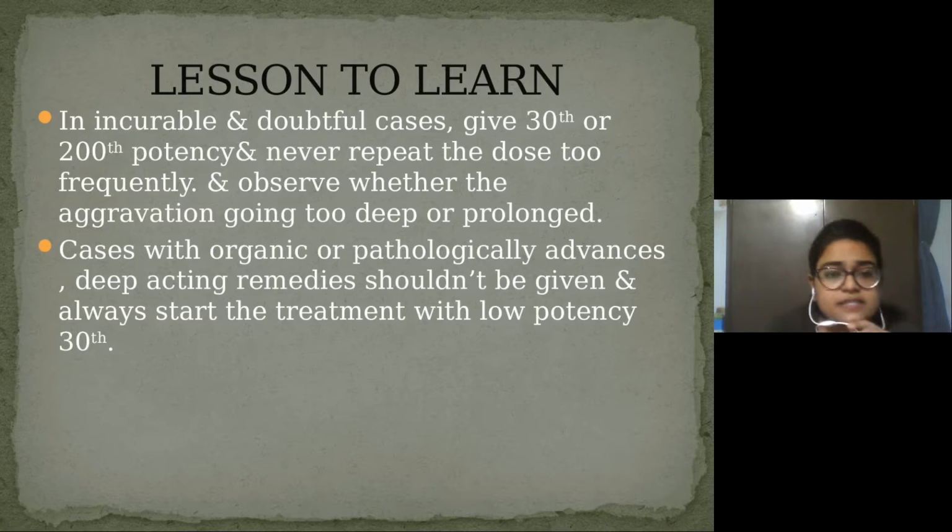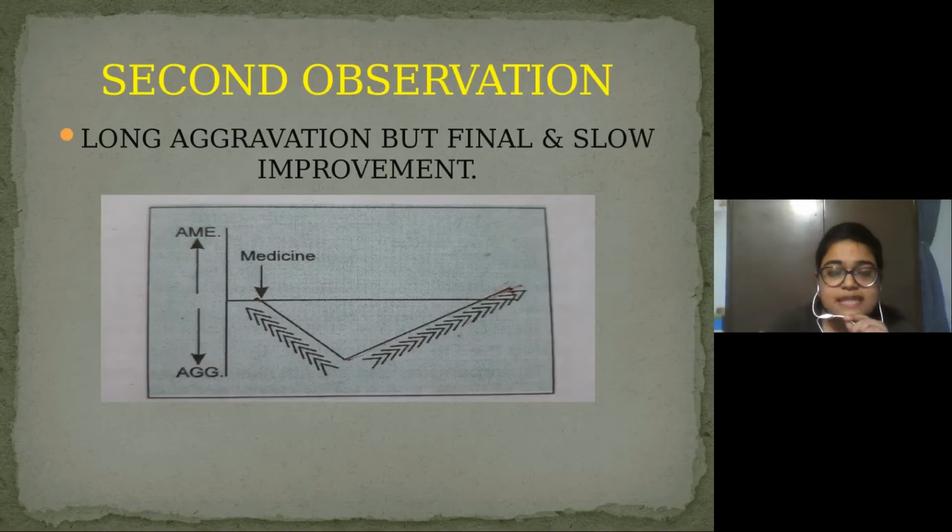In cases with organic or pathological advances, deep acting remedies should not be given. Always start the treatment with low potency, that is 30th, and 30th is the low potency for everyone. So now come to the second observation.